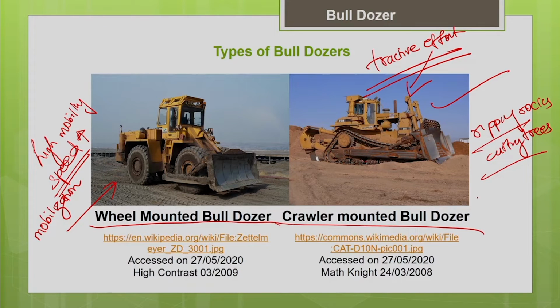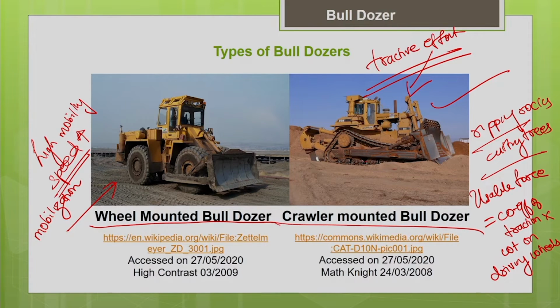We know that already how to estimate the usable force. The usable force is nothing but your coefficient of traction multiplied by weight on driving wheels. So compare two cases, two different types of bulldozers you have with two different mountings. Say one is wheel mounted, other one is crawler mounted. So assume that both are of same weight. The gross weight of both the machines are same.